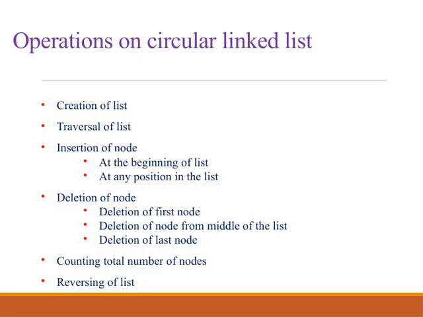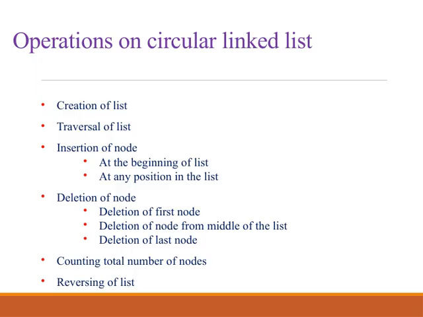Now, let's explore the operations we can perform on a circular linked list. First, creating a list involves establishing the initial node or nodes that form the structure. Once the list is created, traversal allows us to visit each node in the circle, which is essential for many operations like searching or displaying data.